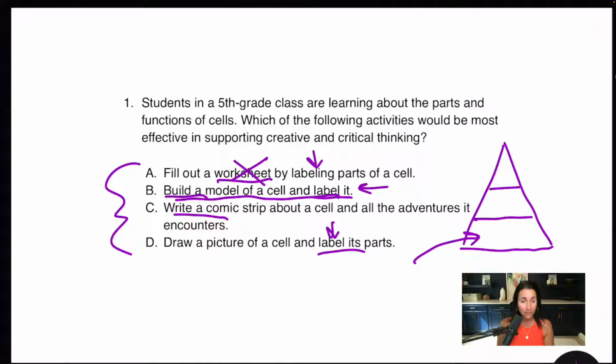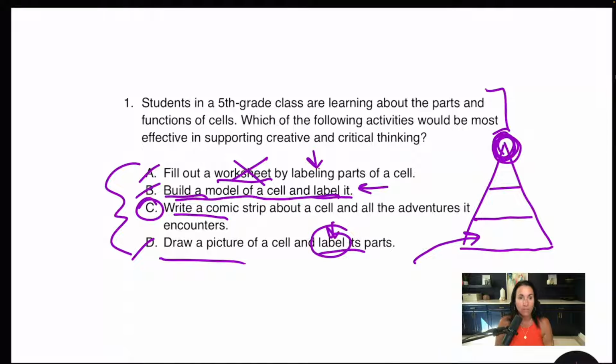you might have built a model of a cell, but all you're doing is labeling it. That's still the same skill. And drawing a picture, that's great, but you're labeling it. Labeling is at the bottom of the Bloom's taxonomy. Where do we want students to be? Up here. Create, apply, evaluate, analyze. So right now, because we have label, these are all the same. Looks like C is standing out to me. Let me read the question now just to make sure.